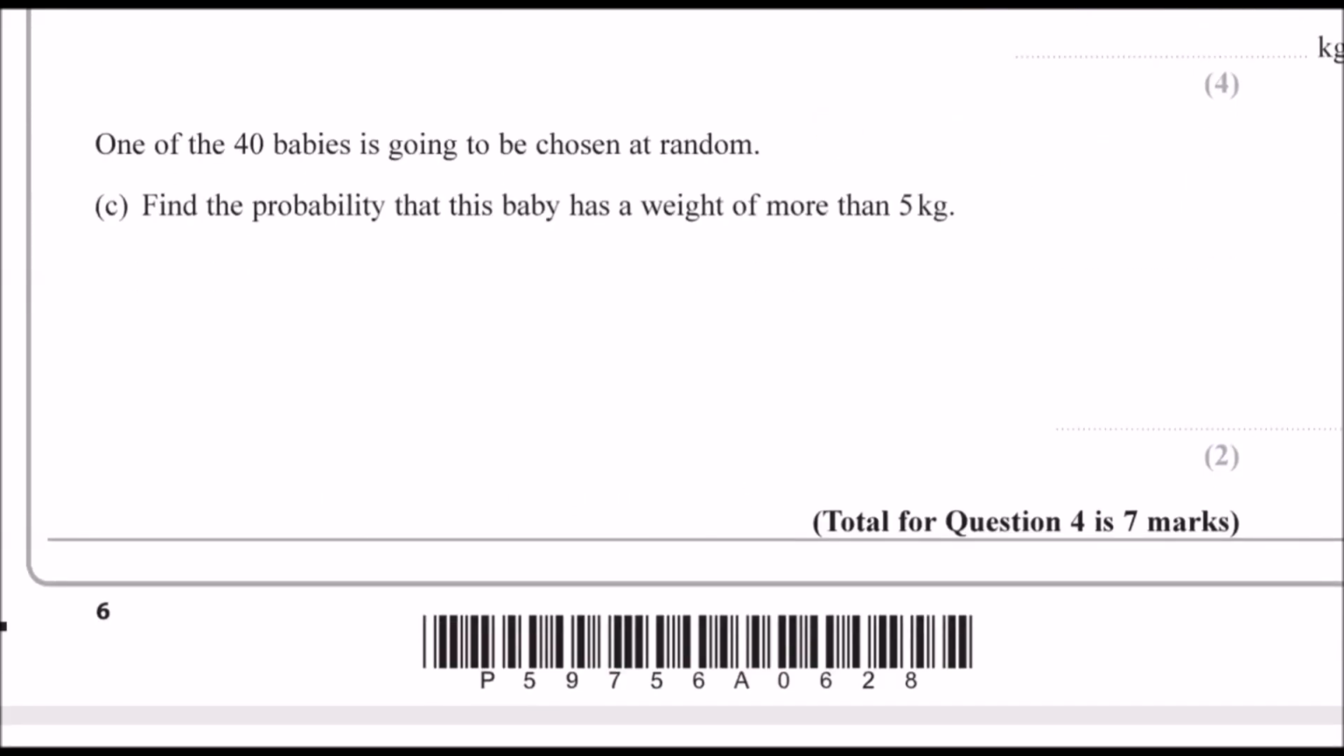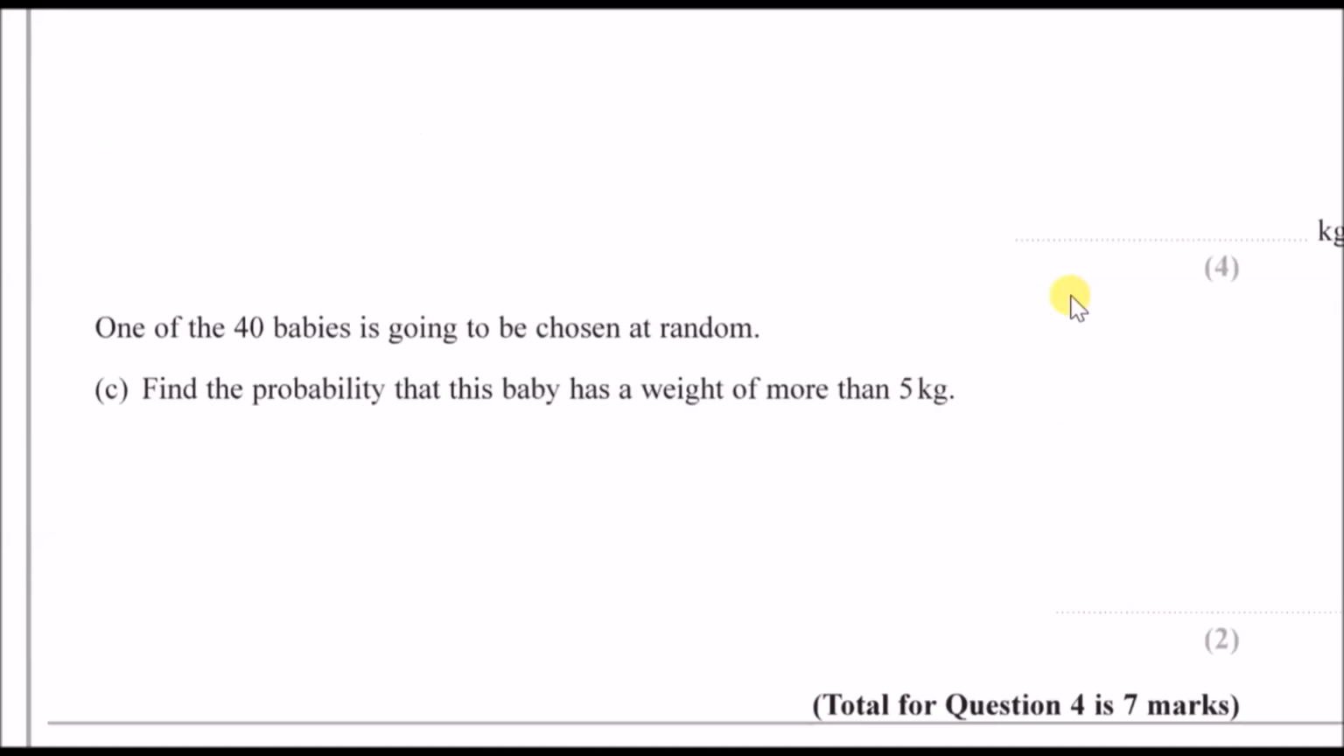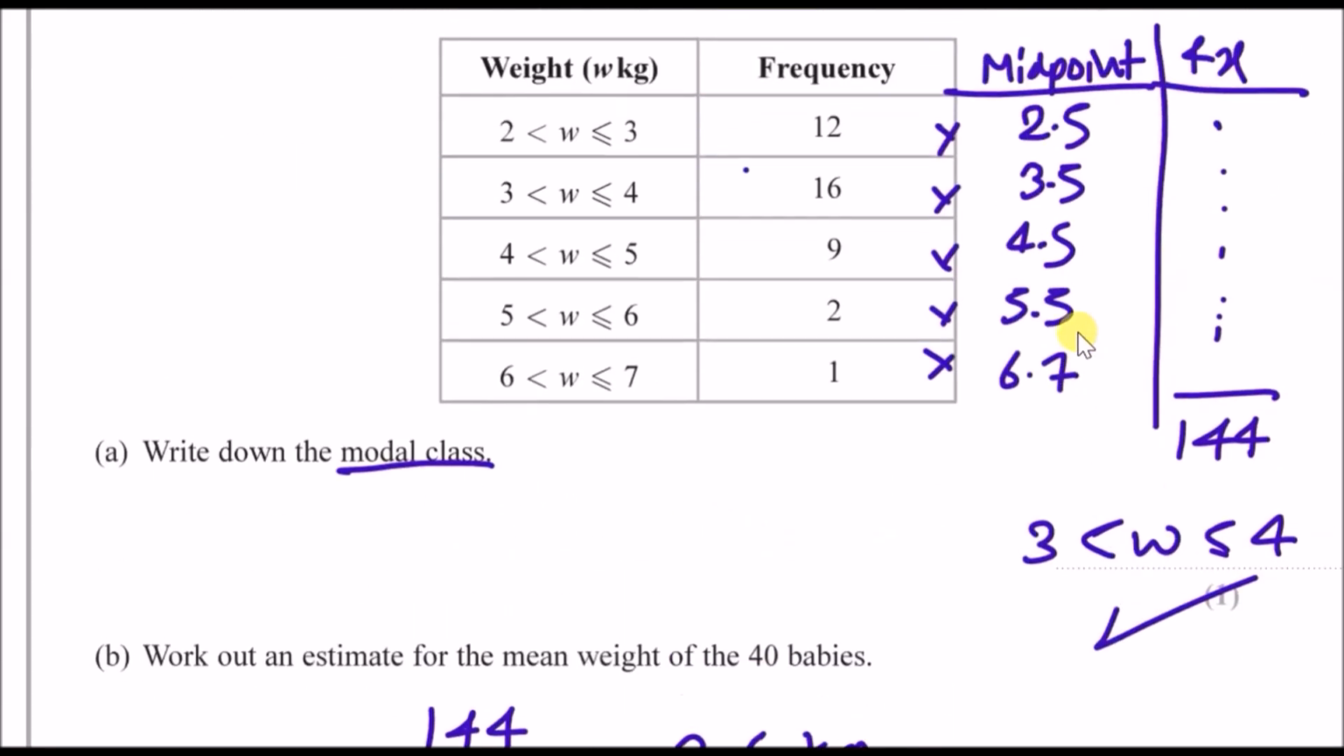Okay, part C. So one of the 40 babies is going to be chosen at random. Find the probability that this baby has a weight of more than 5 kg. Okay, more than 5 kg. So let's have a look. So we just have to find the group where it's 5 and bigger.